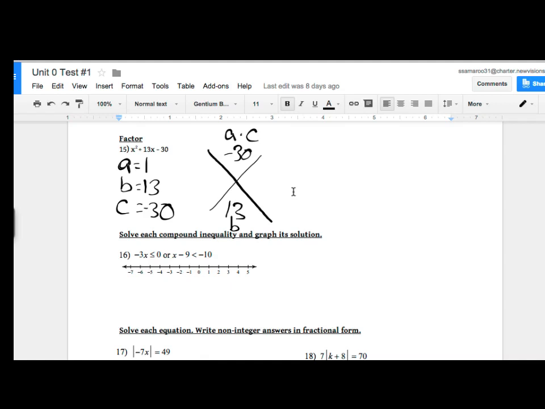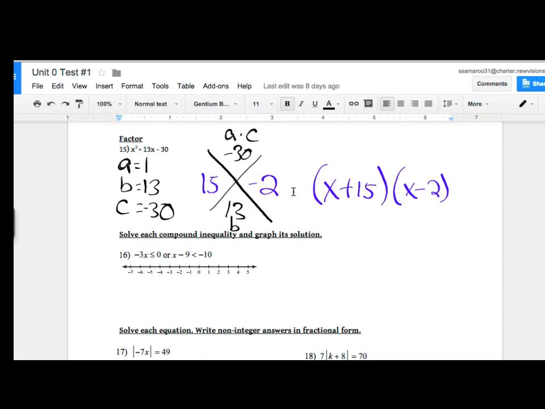I needed to think many times about the factors of negative 30 that would add together to give me 13. But eventually I figured out that it was 15 and negative 2. So now I pull this out into my parentheses. I have x plus 15, and I have x minus 2. I know a lot of you are stuck here with 10 and 3. But remember, it has to multiply to give me negative 30 and add to give me a positive 13.